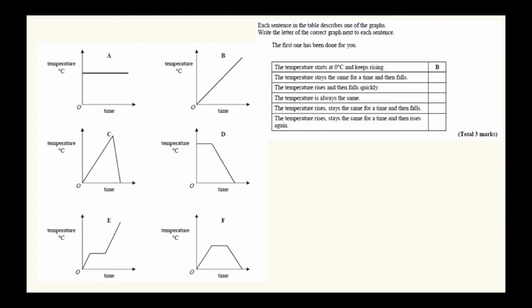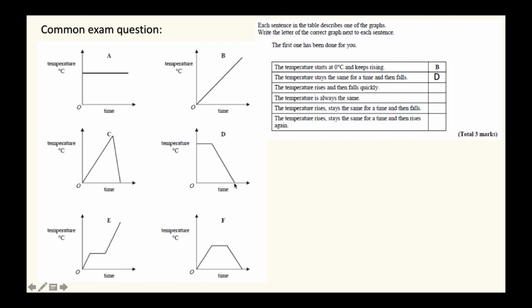The second one says that the temperature stays the same for a time and then falls. So we could have a look at these and see which one we think. Maybe this one, it stays the same. It doesn't really stay the same though. We can see that's increasing, so we can't use that one. This one increases, then stays the same, and then increases again. This one looks quite good. Let's see. Yep, D. So this one says the temperature stays the same and then falls.